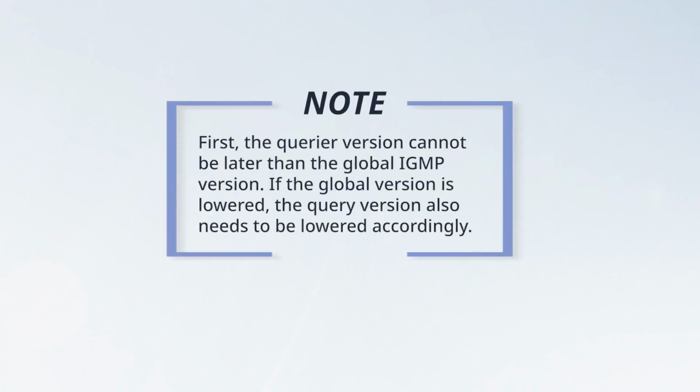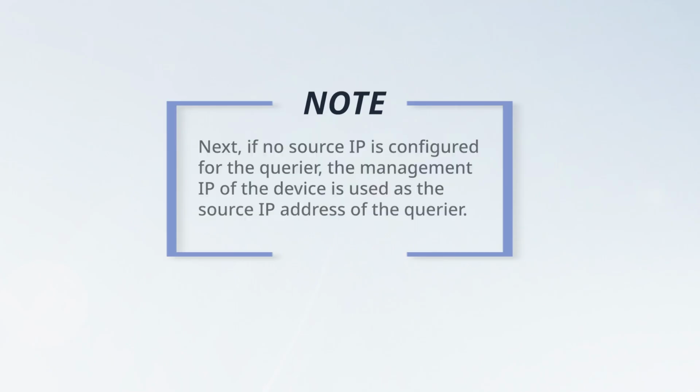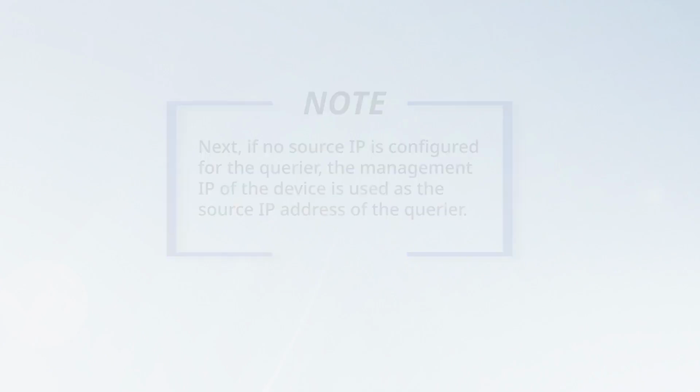Please note, first, the querier version cannot be later than the global IGMP version. If the global version is lowered, the query version also needs to be lowered accordingly. Next, if no source IP is configured for the querier, the management IP of the device is used as the source IP address of the querier.